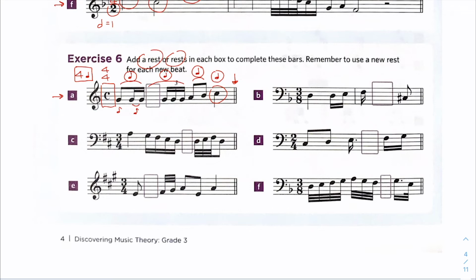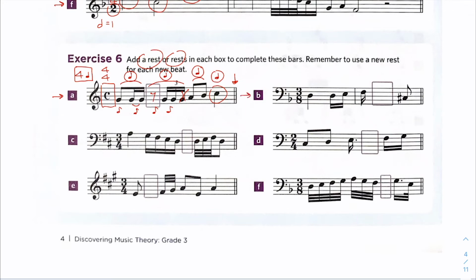So there's a triplet of 3 semiquavers there. We can cross out 1, and we can see that there are 2 semiquavers, which is the same as 1 quaver. So in order to make this into a crotchet beat, we need another quaver here. So we can put in a quaver rest like this.